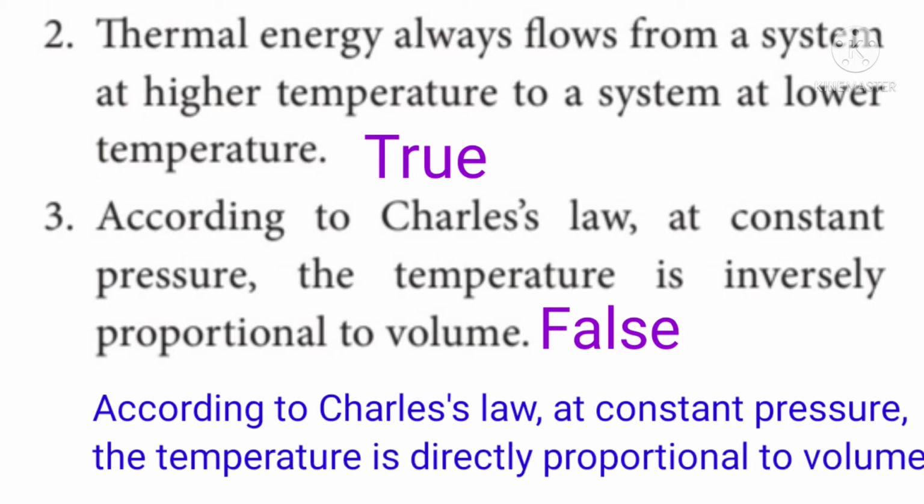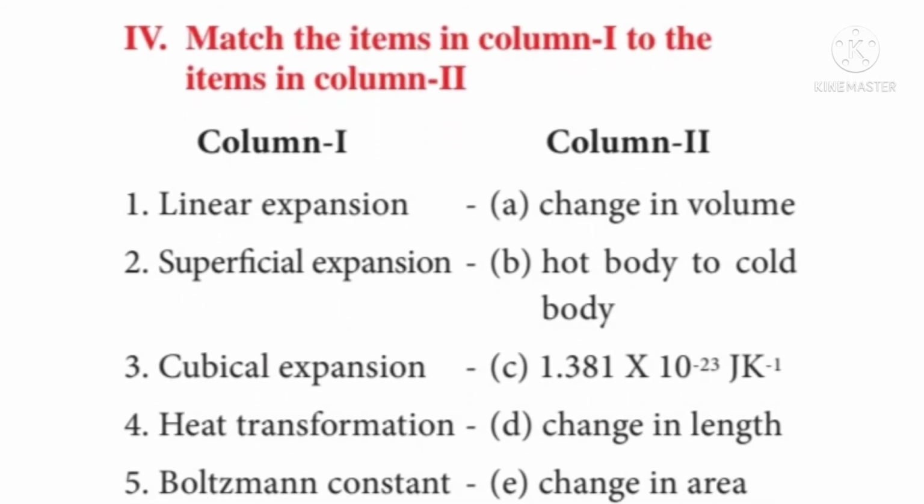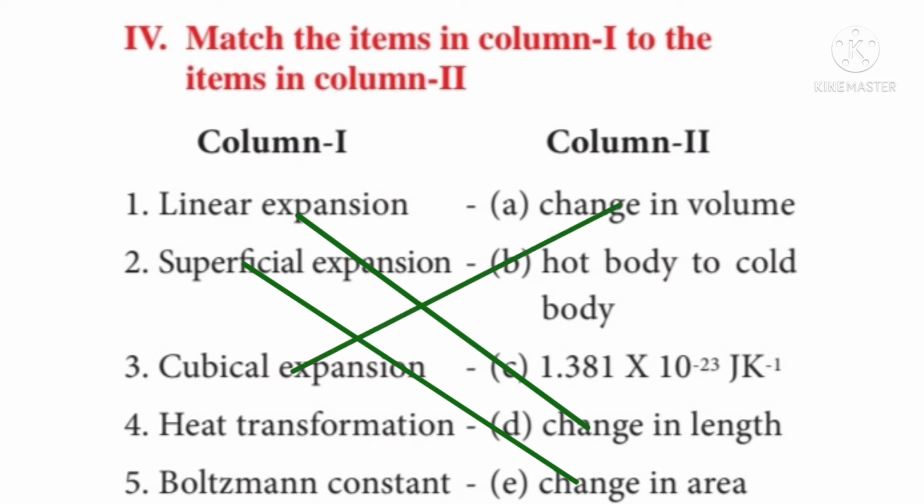Match the following. Linear expansion. Answer change in length. Superficial expansion. Answer change in area. Cubical expansion. Answer change in volume. Heat transformation. Answer hot body to cold body. Boltzmann constant. Answer 1.381 into 10 to the power minus 23 Joule Kelvin per minus 1.